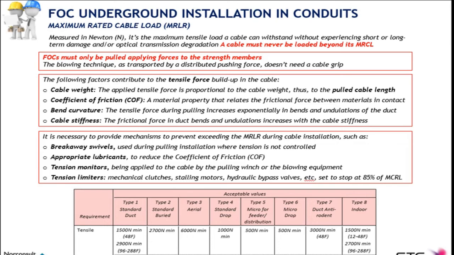In blowing installations, tension monitors help out as well. They give you information about what tensile force is applied to the cable at every moment, especially while using pulling winches or blowing equipment. This is very helpful. Tension limiters like mechanical clutches, stalling motors, hydraulic bypass valves, etc. are typically set to 80 to 85% of the maximal tensile load of the cable, so that you never damage it.